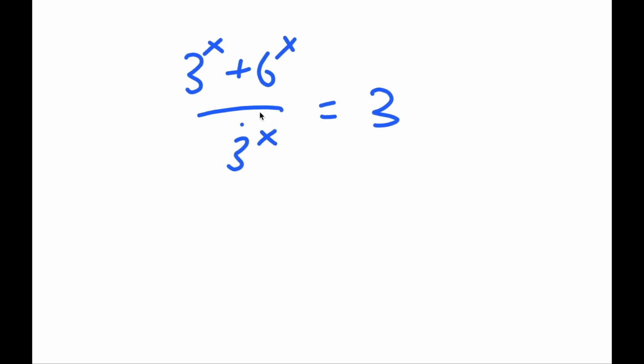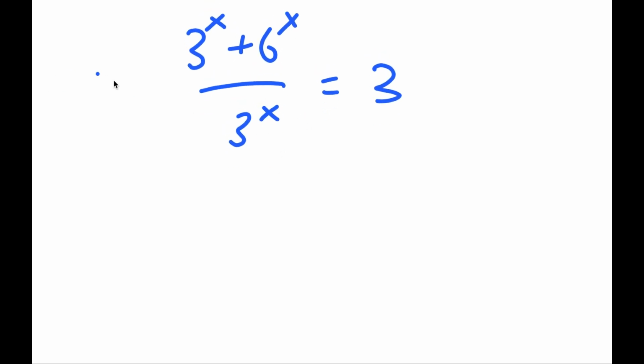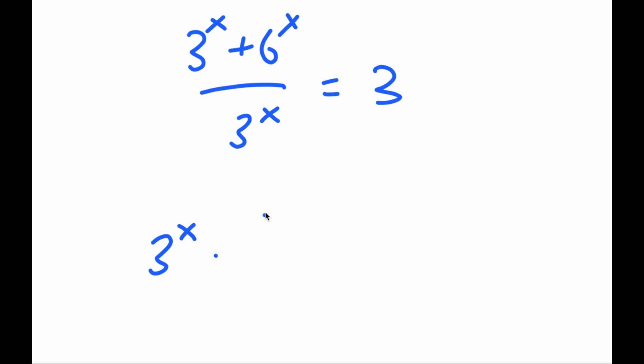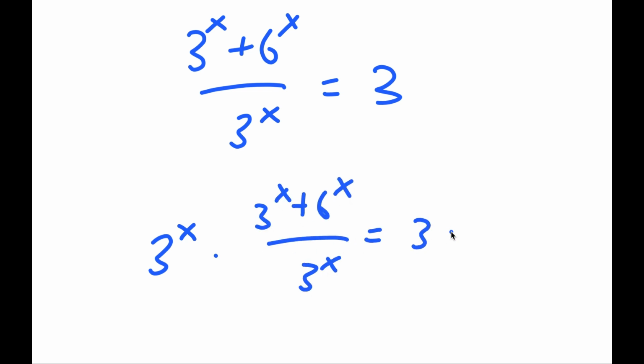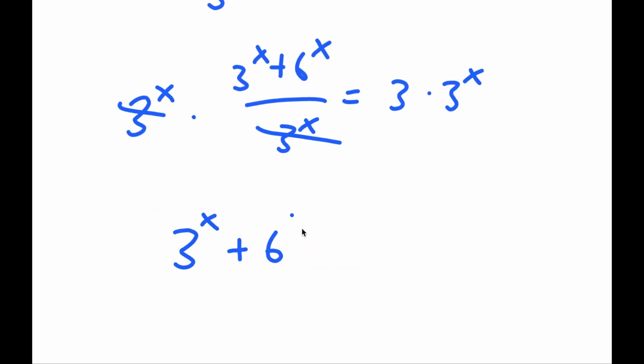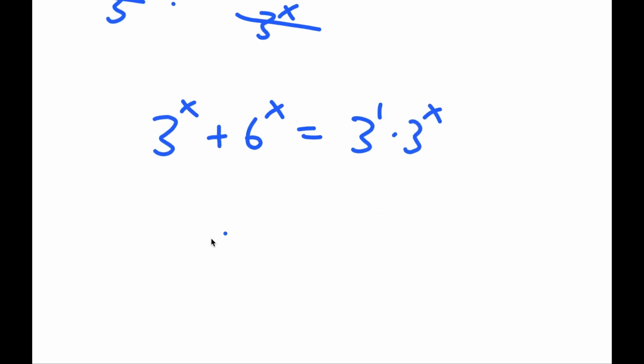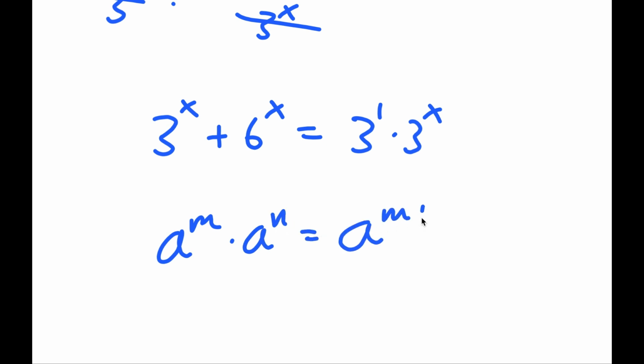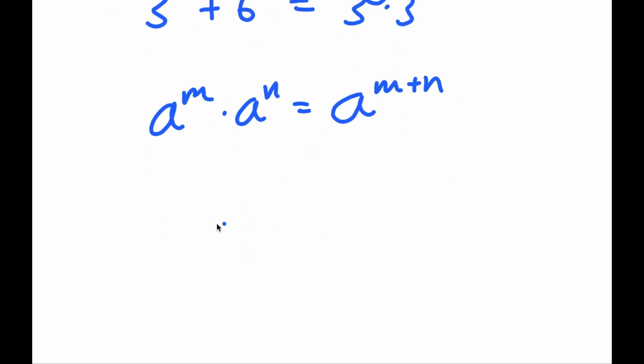But this time, instead of dividing each of these terms by 3 to the power of x, I'm actually going to multiply 3 to the power of x on both sides. So now I have 3 to the power of x plus 6 to the power of x is equal to 3 times 3 to the power of x. Now, if I have something in the form a to the power of m times a to the power of n, this is equal to a to the power of m plus n, meaning these two add up. So I get 3 to the power of x plus 6 to the power of x is equal to 3 to the power of x plus 1.